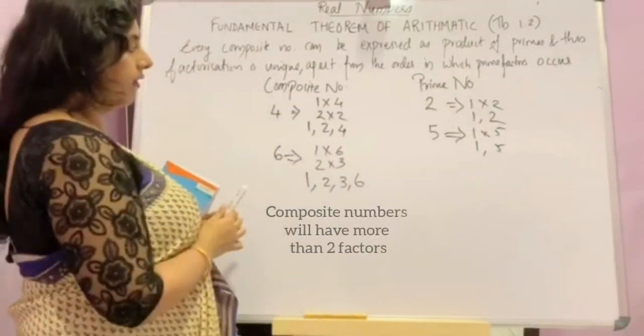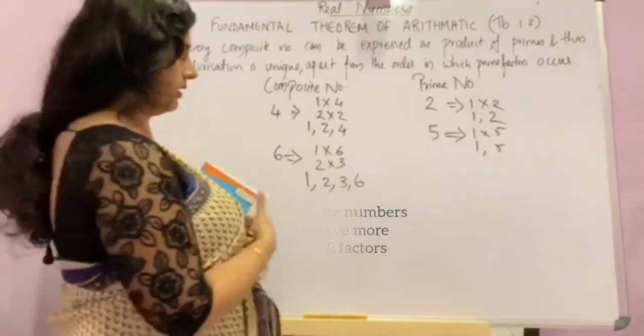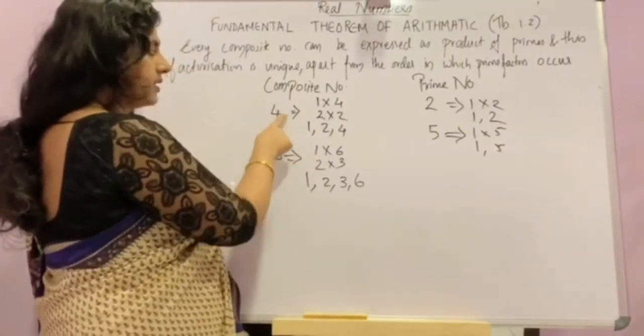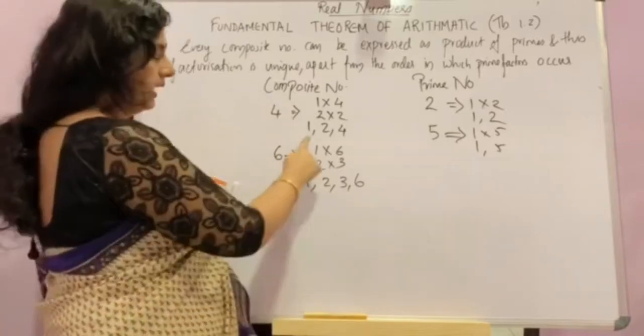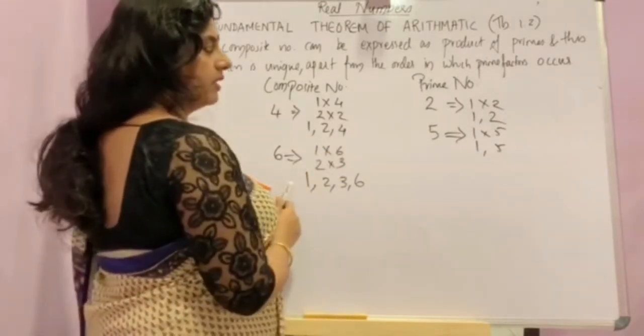Composite numbers have a minimum of 3 factors, that is, more than 2 factors. Look, 4 is the smallest composite number. It has 3 factors. Now prime numbers.